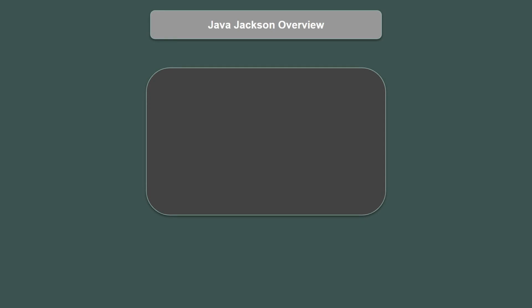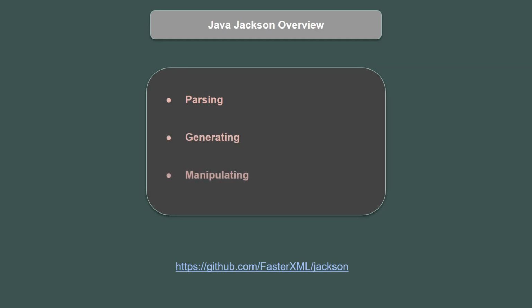JSON is a popular Java-based library for working with JSON data. The library is developed and maintained by Faster XML and provides a set of powerful tools for parsing, generating, and manipulating JSON data in Java applications.